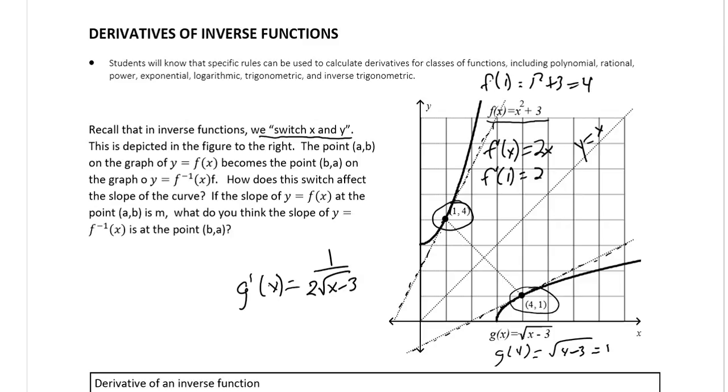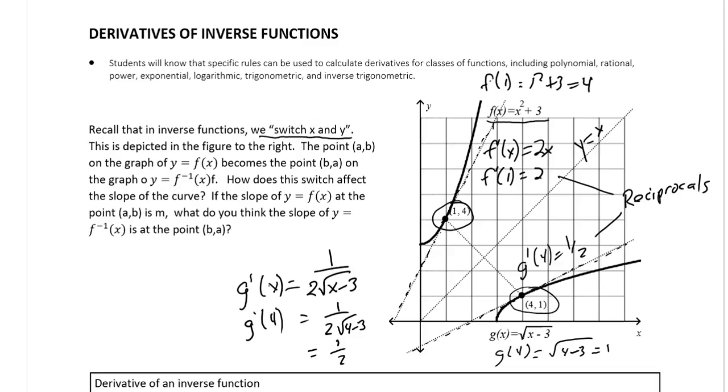And then if we take g prime of 4, the point that's on that curve, 1 over 2 times the square root of 4 minus 3, which of course is 1. So it's 1/2. So g prime of 4 is 1/2. Those slopes are reciprocals. That would certainly make sense if we are switching x and y, because when we think about our slope formula, what was y2 minus y1 on the top is now x2 minus x1 on the bottom.